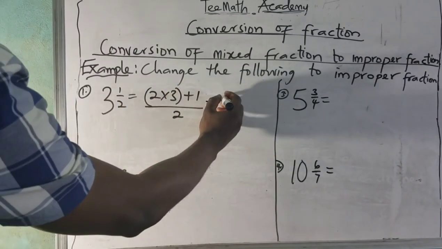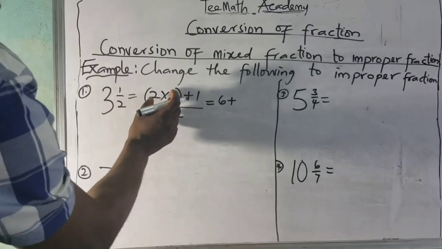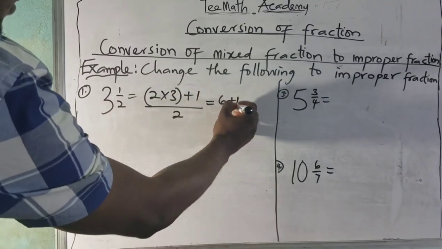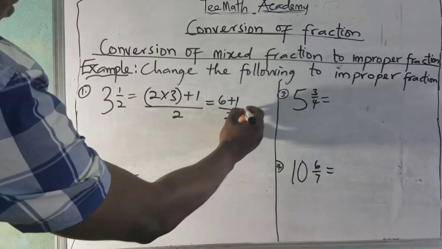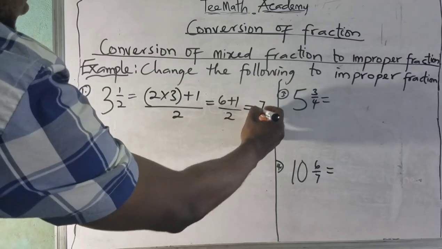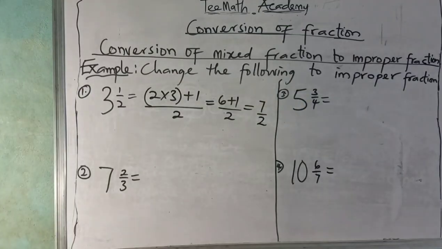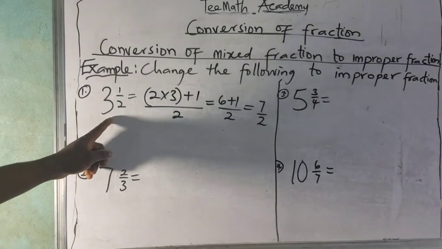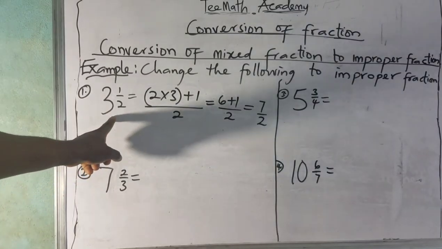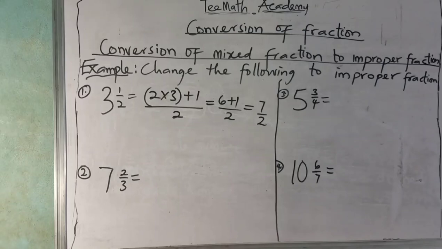So 2 times 3 is 6. Then this is 6. Then plus this 1. Okay, everything over 2. What is 6 plus 1? That is what? 7 over 2. 7 over 2 is an improper fraction. So we have achieved our aim, okay, by converting or changing from a mixed fraction to an improper fraction.